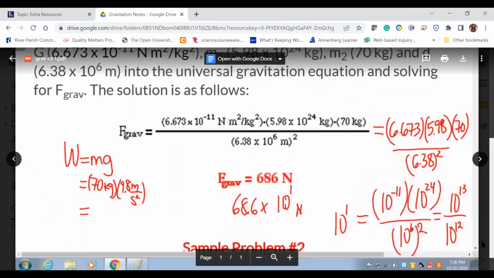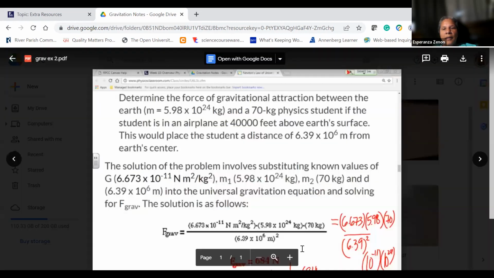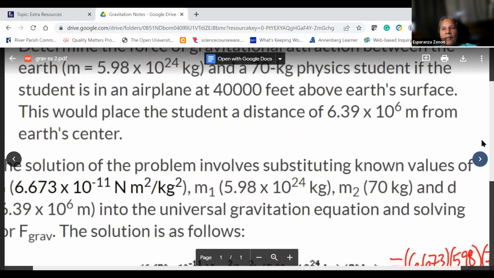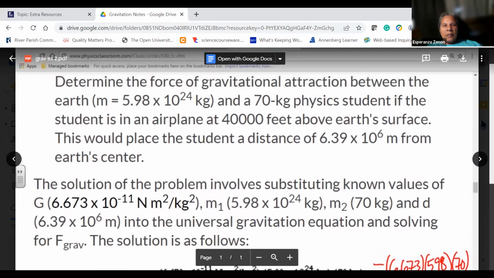So now let's look at an example that's a little different, okay? It says here, determine the force of gravitational attraction between the Earth and the 70 kilogram physics student if the student is in an airplane at 40,000 feet above the Earth's surface. So not at sea level, not even on the planet, 40,000 feet above the Earth.